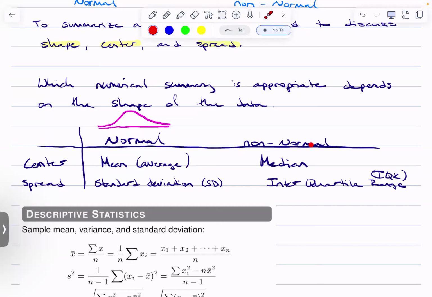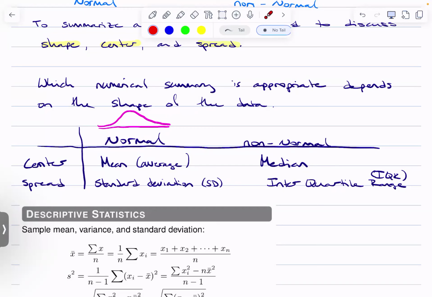If you have a non-normal distribution, which is anything that's not shaped like this, then you should use what's called the median. Later today, I'll show you how to calculate the median and the standard deviation, which is the measure of spread if you have a normal distribution. I'll also show you how to find the interquartile range. I know it's long, but it's not that bad if you have a non-normal distribution.